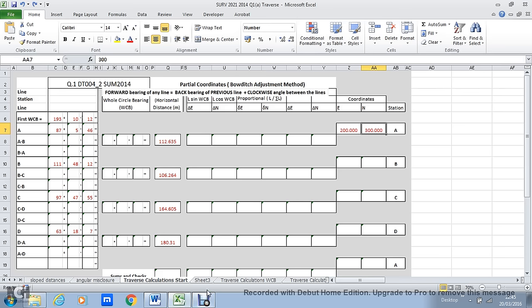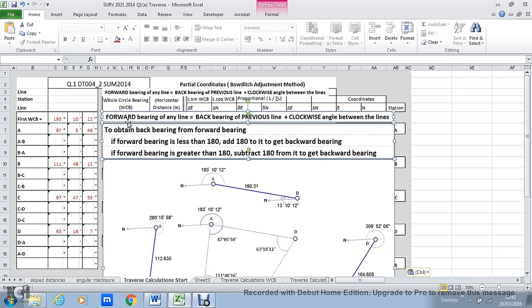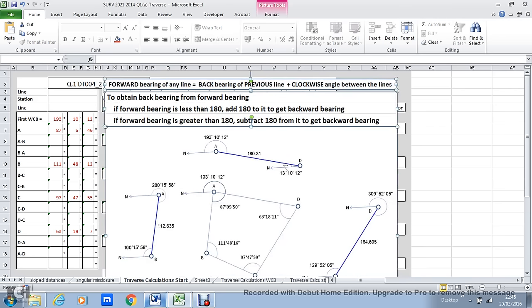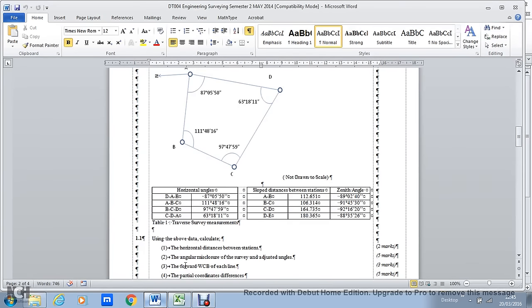So I have a couple of illustrations. I'm just going to paste them in here, and these should help us in working out the next thing, which is the whole circle bearings. Part 3 in the question: the forward whole circle bearing of each line.